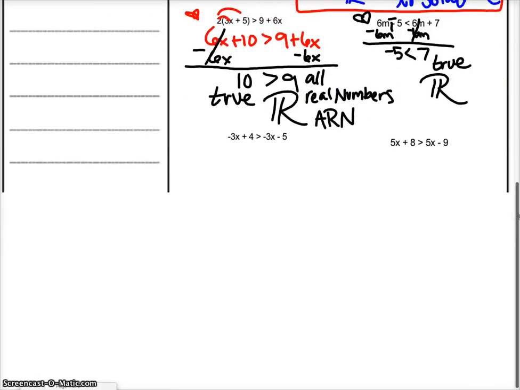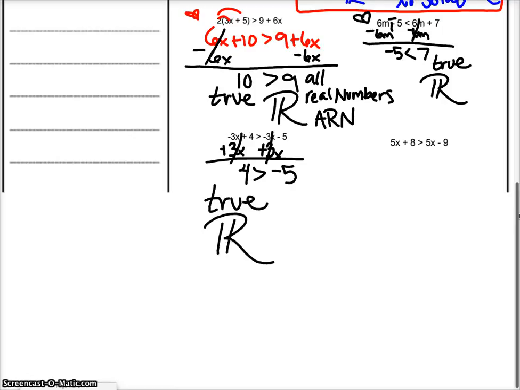Okay, the next one. -3x plus 4 is bigger than -3x minus 5. So I'm going to get my x to one side, so I'm going to add 3x. -3 plus 3, that canceled out. I have 4 is bigger than -5. My variable disappeared, so that's special. Is 4 bigger than -5? It's true, so we call it all real numbers.